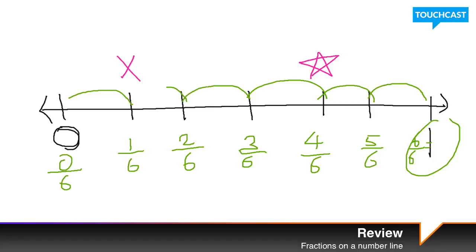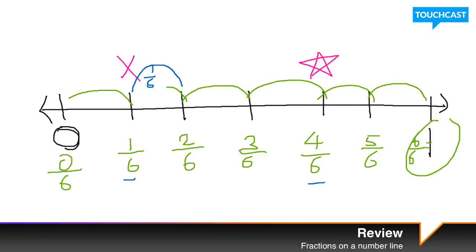So now let's think about what the problem is asking us. It's asking us to find the distance between the x and the star. Not the distance of the x and the star, in which case it would be 1/6 and 4/6, but the distance between. So one thing we can use to figure that out is count the number of jumps, okay? So what is the value of each jump? Each jump represents what? Good. In this problem, each jump represents 1/6.